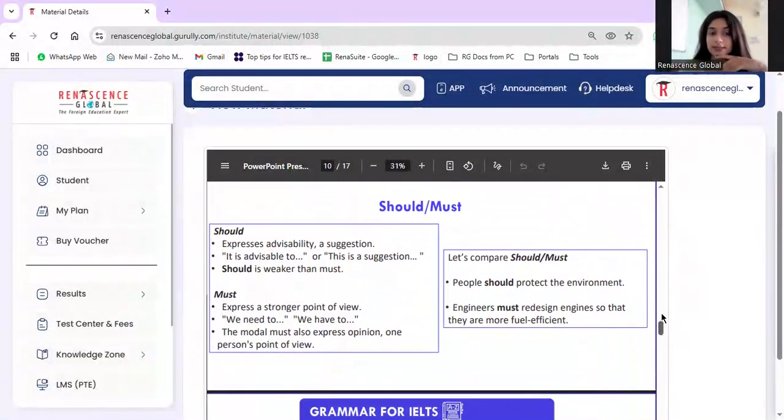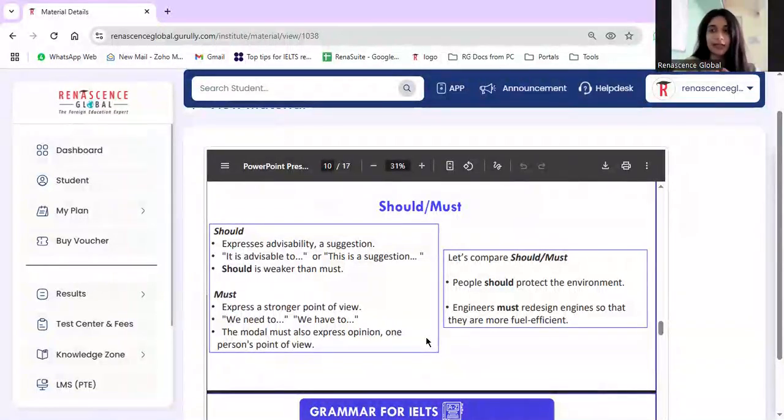Now should and must. They express advisability, a suggestion. It is advisable or this is a suggestion. Should is weaker than must. And when it comes to must, it expresses a stronger point of view. We need to, we have to. The modal must also expresses the opinion of one person's point of view. Now let's have a comparison, and it will give a very thorough understanding.